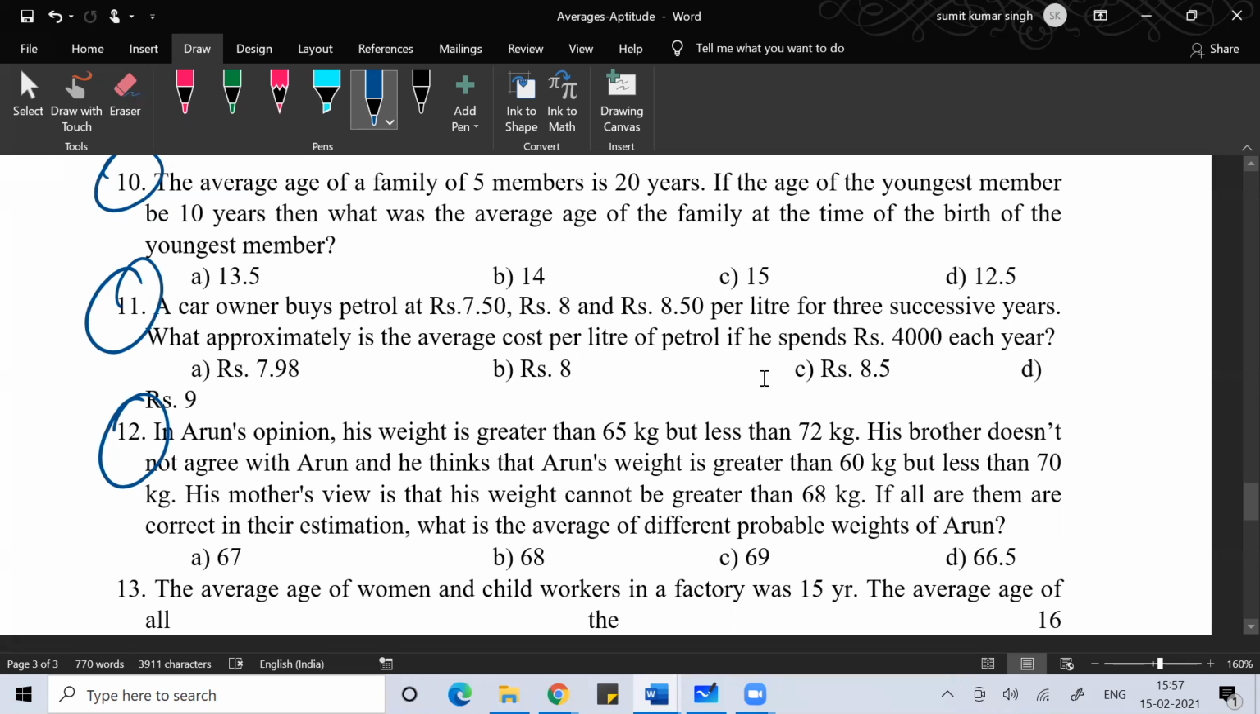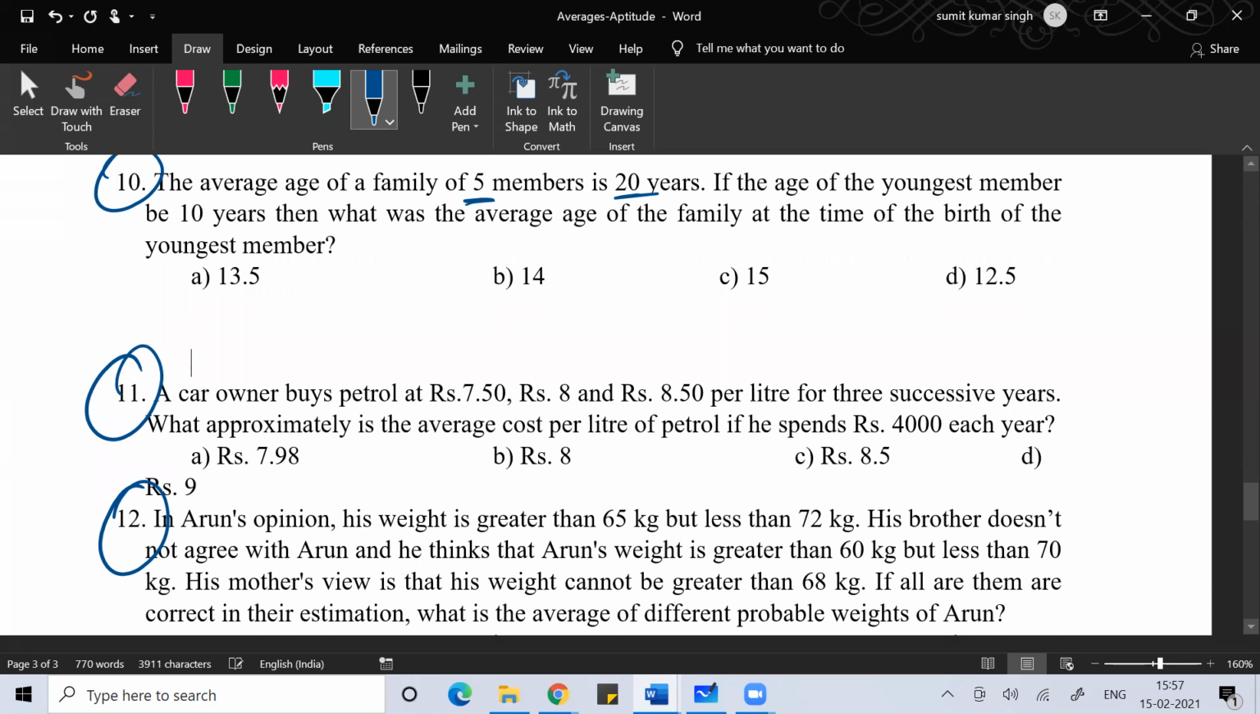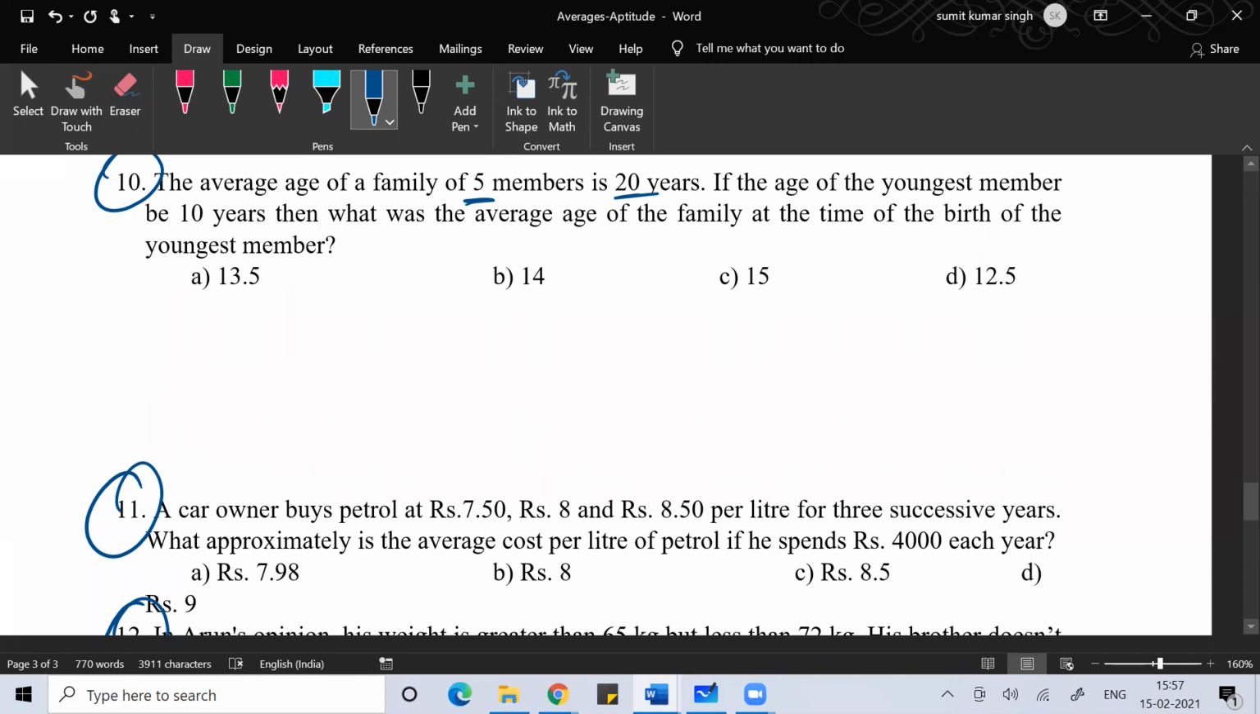The average age of the family of 5 members is 20 years. So you can say the total age of 5 members will be 100 years. Very basic thing. So the 5 member average is 20, so their total will be 100.